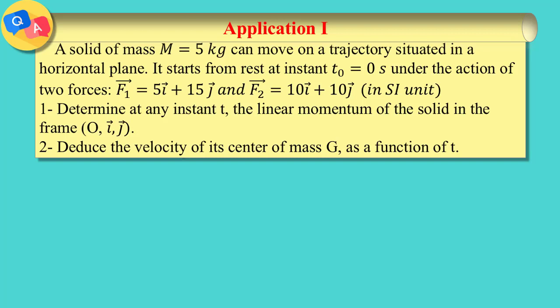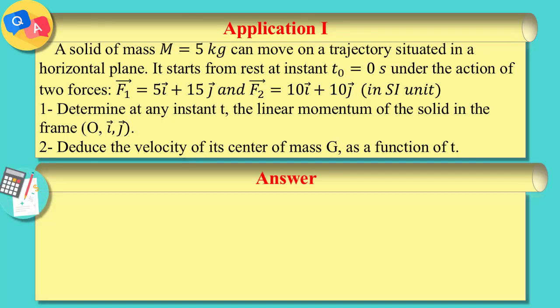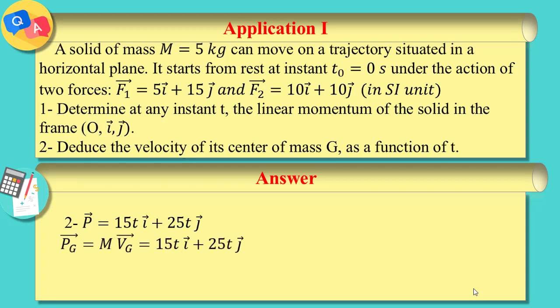Deduce the velocity of its center of mass g as a function of time t. We have found the linear momentum of the system as 15ti plus 25tj vector, whereas this expression is equal to mass times vg vector. Divide this linear momentum by the mass, which is 5 kilograms. The answer for the velocity vector is 3ti plus 5tj.